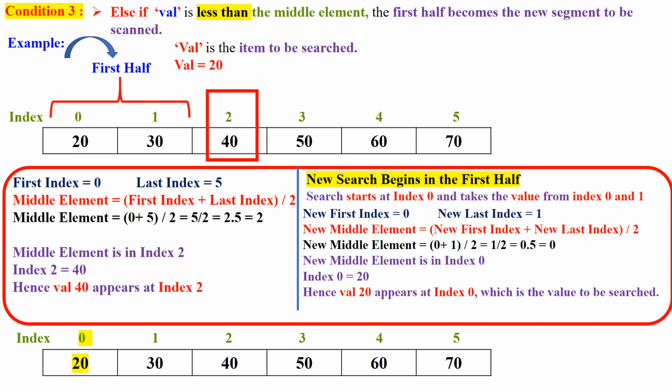New first index equals 0. New last index equals 1. New middle element equals new first index plus new last index divided by 2. New middle element equals 0 plus 1 divided by 2 is equal to 1 divided by 2 is equal to 0.5 equals 0. New middle element is at index 0. Index 0 is equal to 20. Hence val 20 appears at index 0, which is the value to be searched. So the search is terminated and the output is the position 20 occupies in the list, index 0.